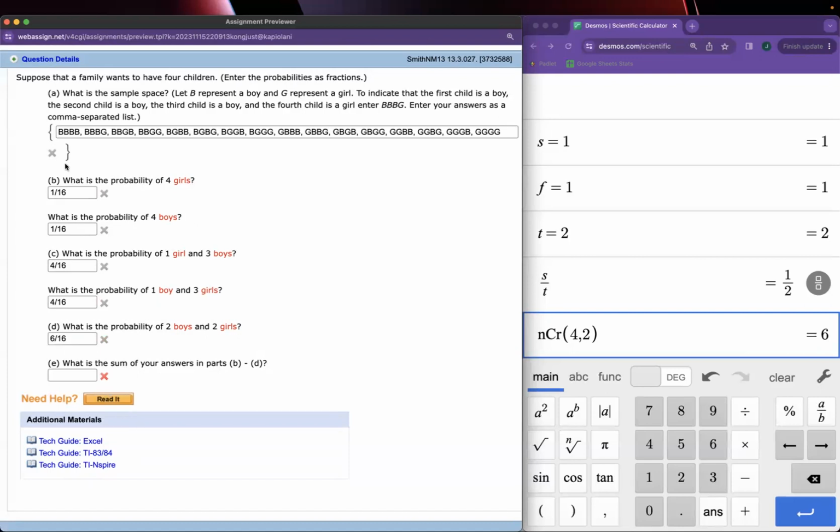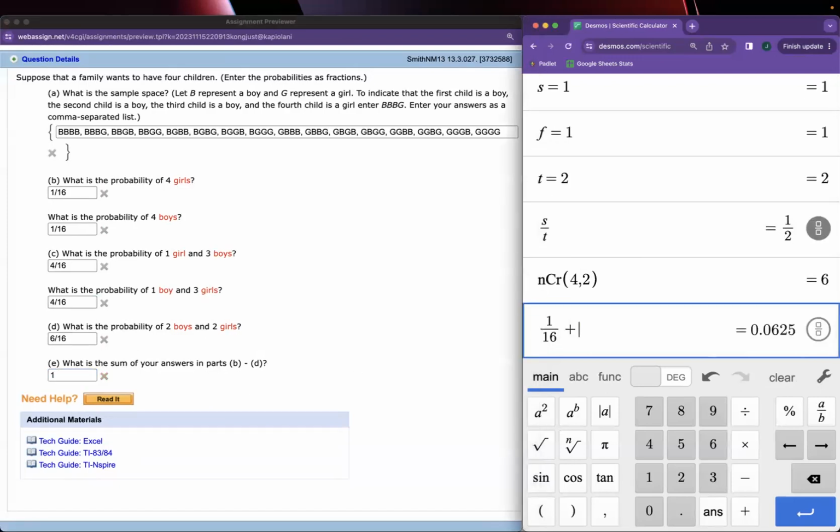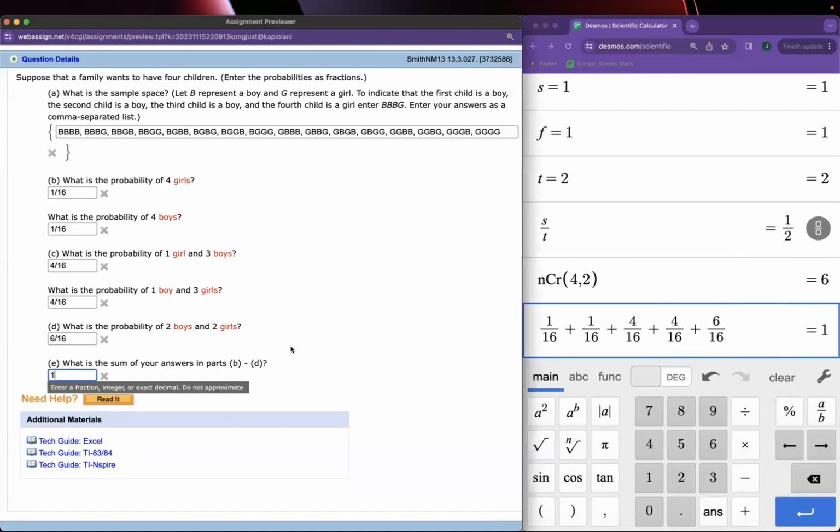And last question, add them all up together. This is 4 girls, 0 girls, 1 girl, 2 girls, 3 girls. That's all the possibilities. So if I add them all together, I should get 1. As a quick check, 1/16 plus 1/16 plus 4/16 plus 4/16 plus 6/16 is 1. So yeah, there you go.